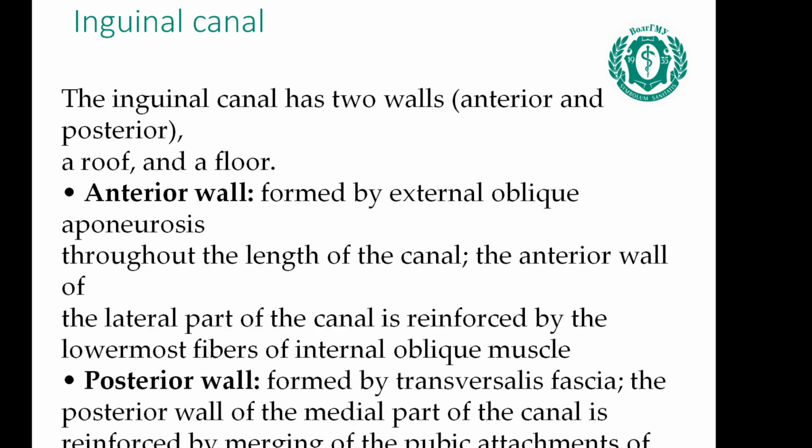The inguinal canal has two walls, anterior and posterior. Also it has a roof and a floor. As we know from the previous illustrations, the anterior wall is formed by the external oblique aponeurosis throughout the length of the canal. The anterior wall of the lateral part of the canal is reinforced by the lowermost fibers of the internal oblique muscle, and the posterior wall is formed by the transversalis fascia. The posterior wall of the medial part of the canal is reinforced by the pubic attachments of the internal oblique and transversus abdominis.